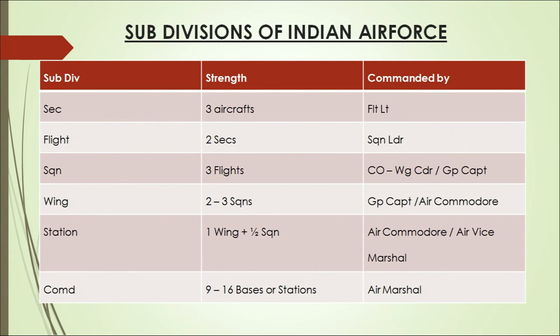Two to three squadrons form a wing, commanded by the group captain or air commodore. Generally, an Air Force station has one wing and half of a squadron and is commanded by the air commodore or air vice marshal. And about 10 to 16 air bases or Air Force stations make a command, which is commanded by a marshal.